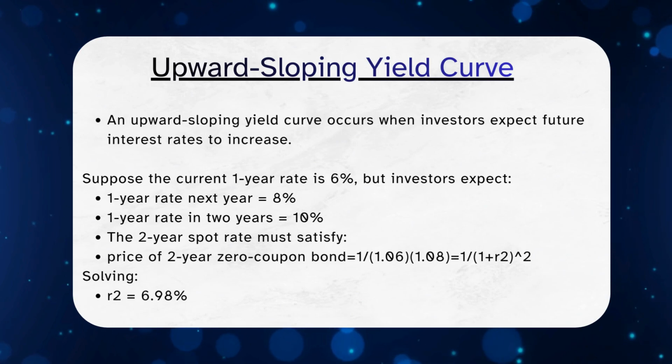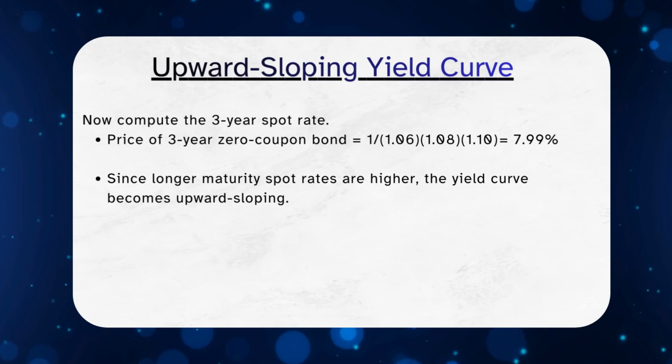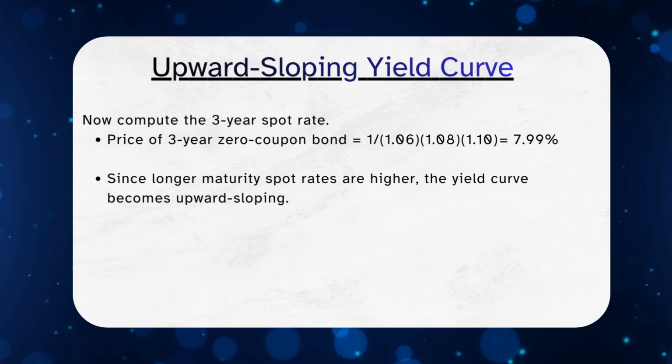The 2-year spot rate, R2, must satisfy the following relationship. Price of a 2-year zero-coupon bond equals 1 divided by 1.06 times 1.08, which is equal to 1 divided by (1 plus R2) squared. Solving this gives 6.98%. Now we calculate the 3-year spot rate. The price of a 3-year zero-coupon bond equals 1 divided by 1.06 times 1.08 times 1.10, which gives a spot rate of 7.99%. Since the longer maturity rates are higher than short-term rates, the yield curve becomes upward sloping.